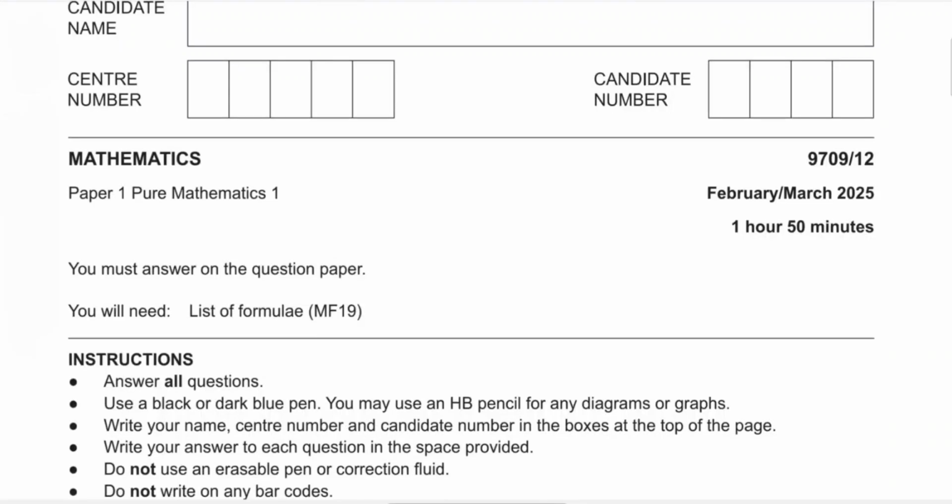Hello guys, in this video I'm going to be solving this Pure Mathematics paper 1 from February-March 2025. So I would strongly recommend that you grab a piece of paper and your calculator and we solve this together. Right? So let's start.